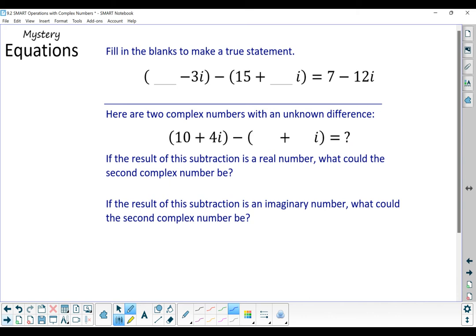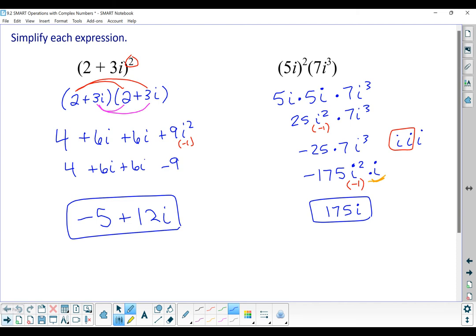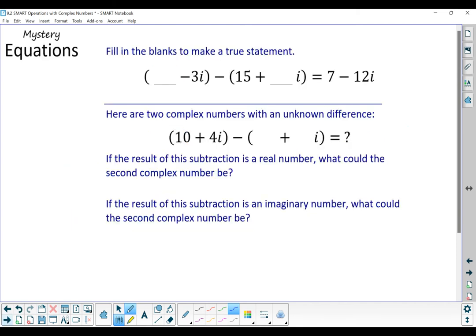All right, last thing. Sometimes when I start showing kids how to multiply complex numbers, they forget how to add and subtract. So, strangely enough, I want to go back to thinking about subtraction for a minute so that you can remember how adding and subtracting works now that you've learned how to multiply. This says fill in the blanks to make a true statement. We have some missing real part, minus 3i, subtract 15 and it's missing its imaginary part, but we know when we subtract those two things, we get 7 minus 12i.